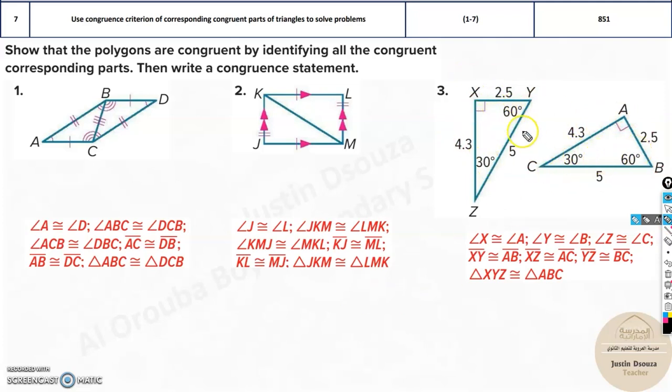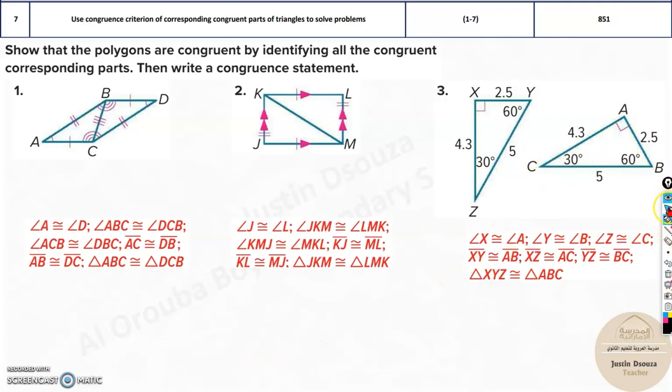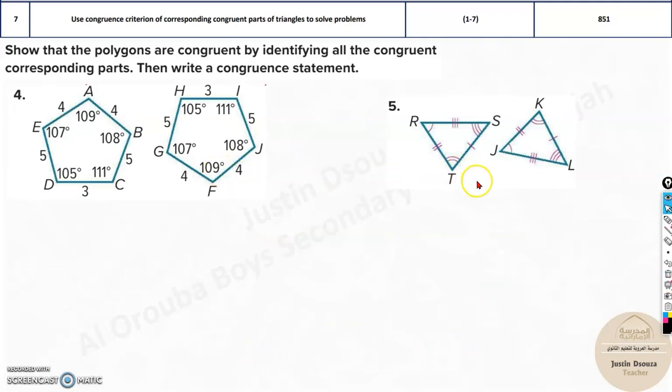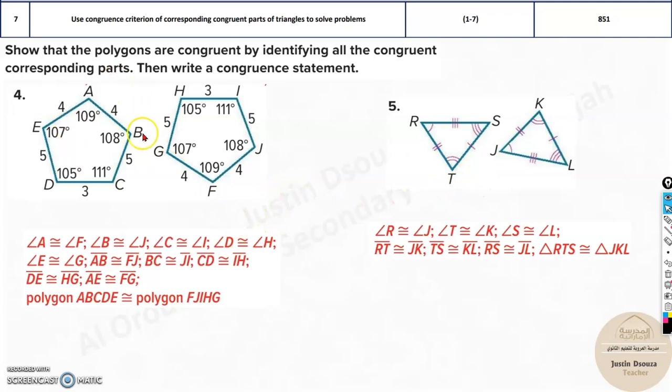However, now if you're getting this, 5 will be at the bottom, that is Z and Y, and then the 4.3 line will be drawn like this, and this will be X. That's it. Now you can write the congruent statement. ABC is XYZ. That's it. So please do all these problems by yourself. They are very, very straightforward. There's nothing much in this. It's just polygons over here.